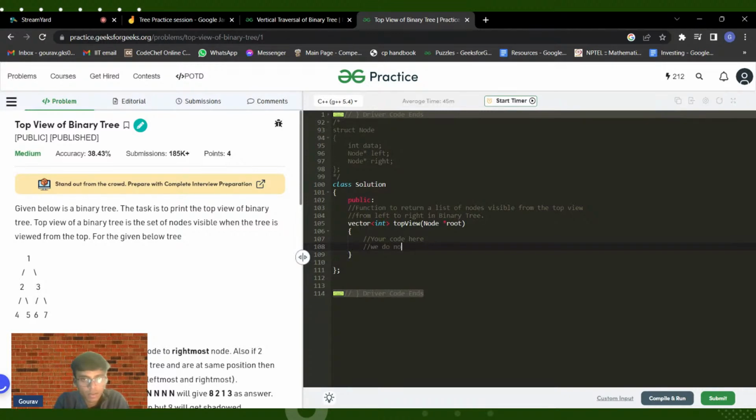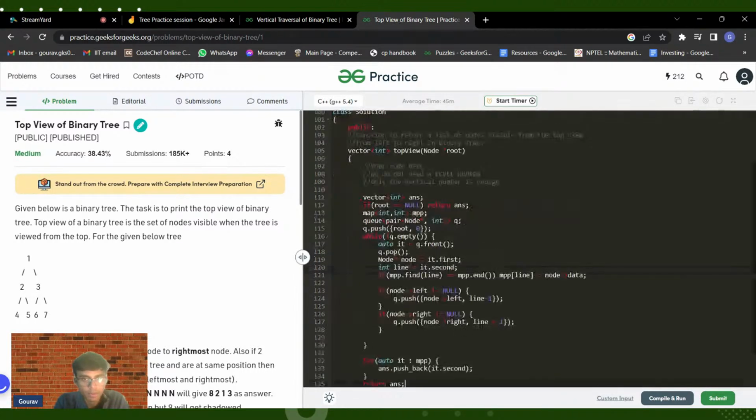Only the vertical number is enough. Because we don't care actually. We are interested only in the very first node. The vertical number is enough. Okay. So let's see the code implementation. You will understand it perfectly.